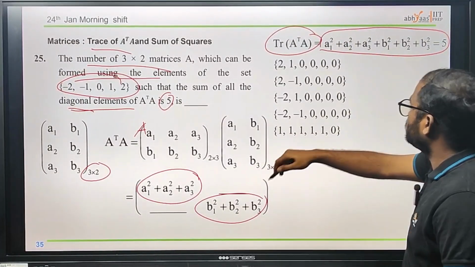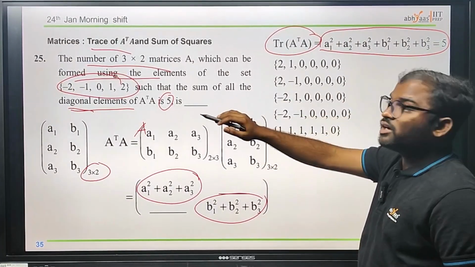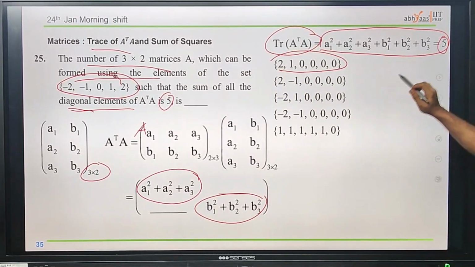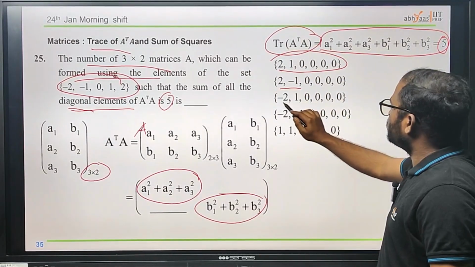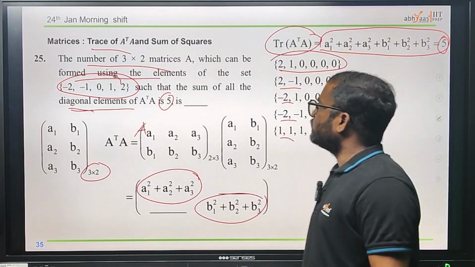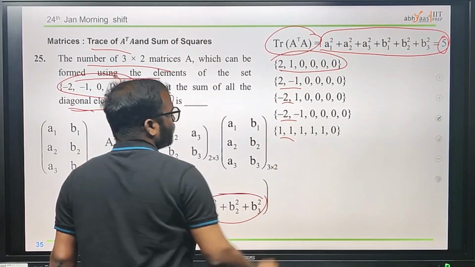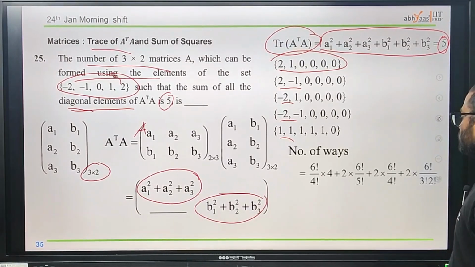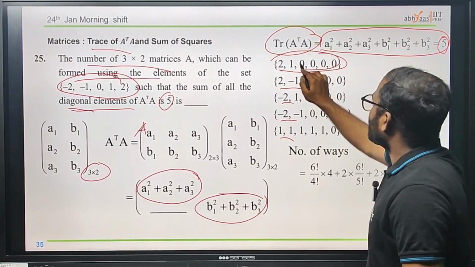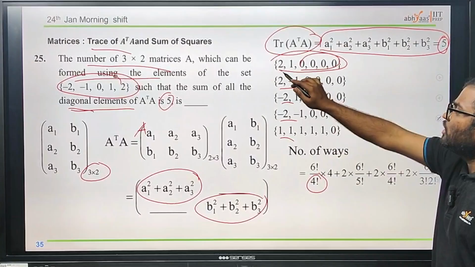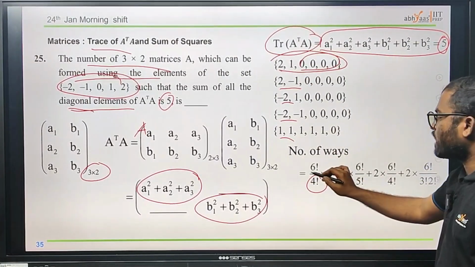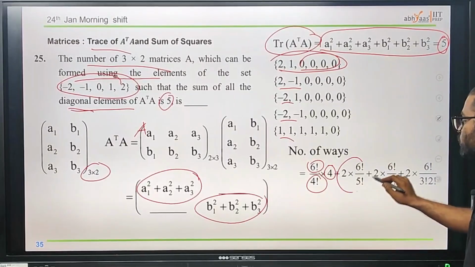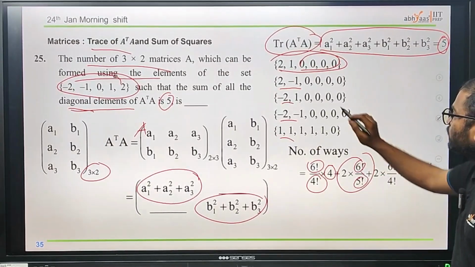Just adding those. From the set we have this situation. How will we get the 5? For this case, this case, and this case. How many cases do we have? 5 cases. Adding the number of ways, 4 factorial will be repeated, and how many slots, 6 factorial ways, into 4. Next we have 2 times 6 factorial divided by 5.